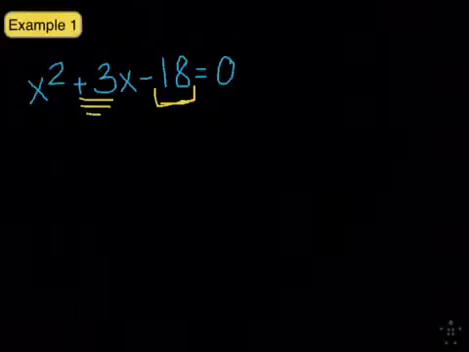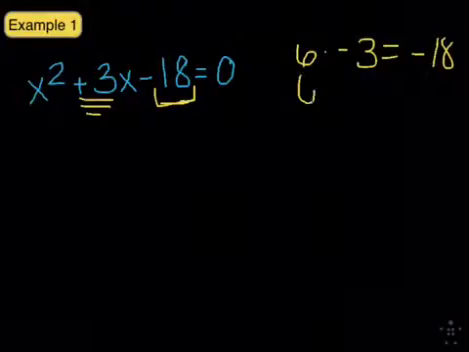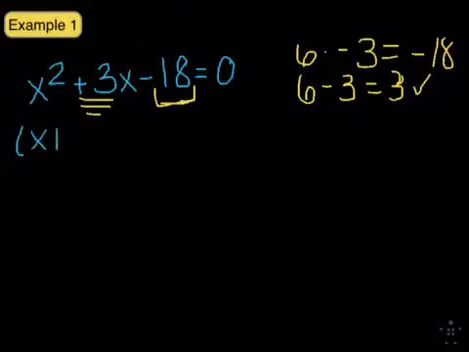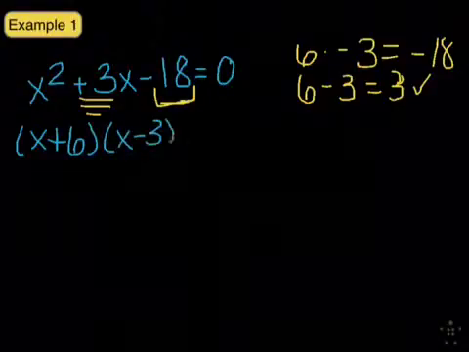Right? So what about 6 times negative 3? That's negative 18. And 6 minus 3 is positive 3. So great, those work. So we're going to factor now. So I have x plus 6, x minus 3 equals 0.